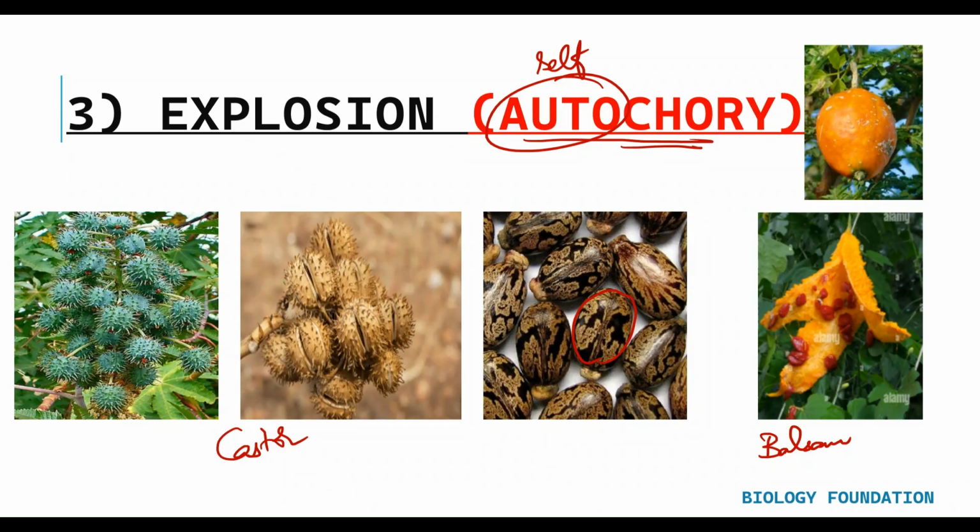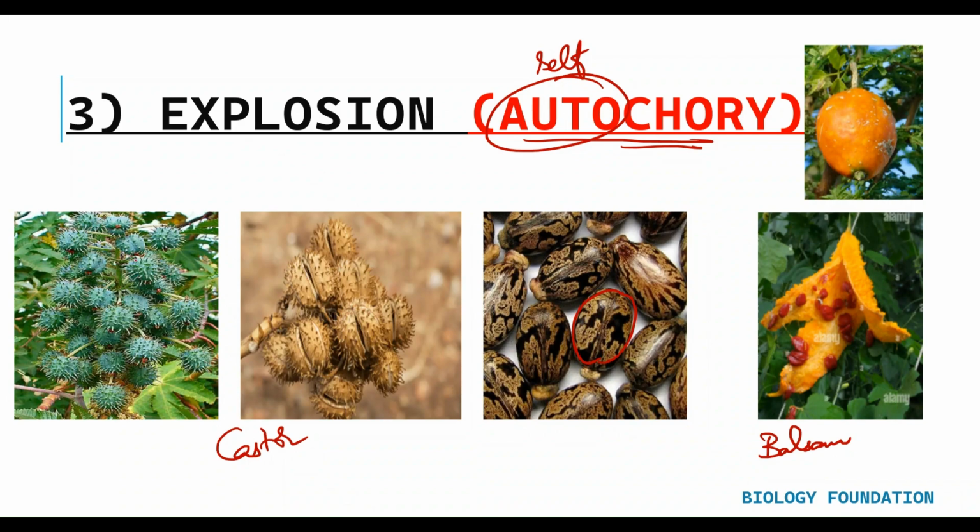The texture of the seed is quite smooth, and the colors also, like you can see the combination of brown along with a skin color or yellowish color, and you can see the various patterns on the castor seeds. So in castor and balsam, the dispersal of the seeds is without any agent. The plant itself does the dispersal.